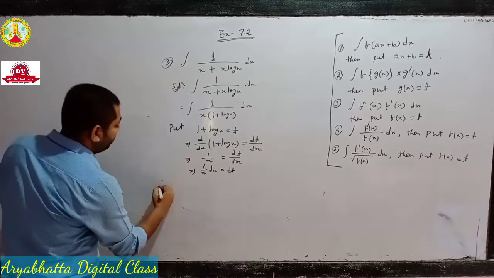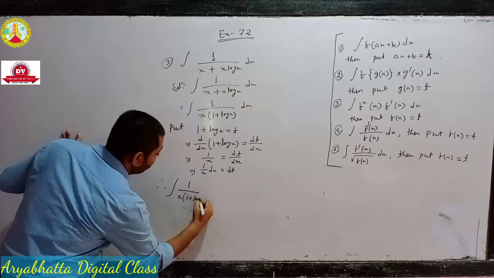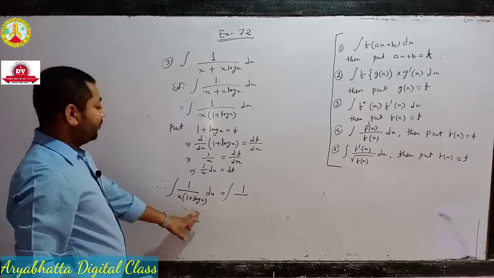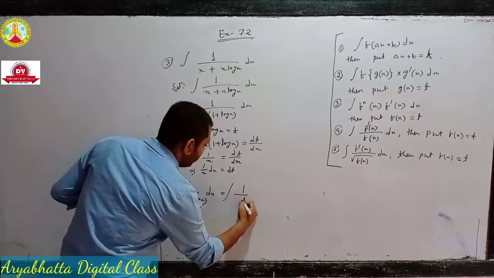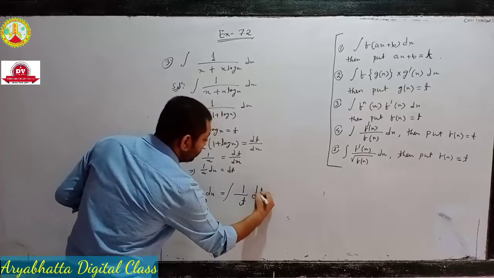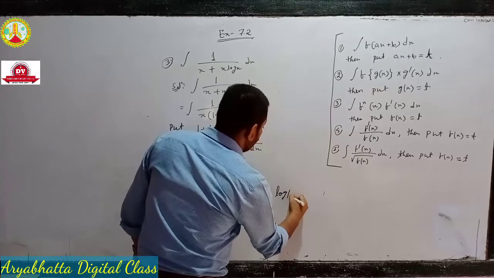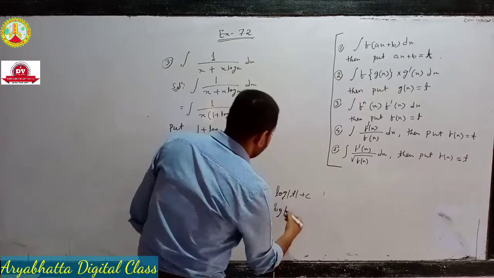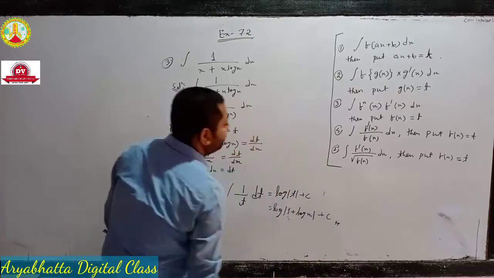Therefore, the integral of 1 by x into (1 plus log x) dx is equal to the integral of 1 by t, where 1 plus log x equals t and 1 by x dx equals dt. We know that the integral of 1 by t dt is log modulus t plus c. Here t is equal to 1 plus log x, so the answer is log modulus of (1 plus log x) plus c. This is the required answer.